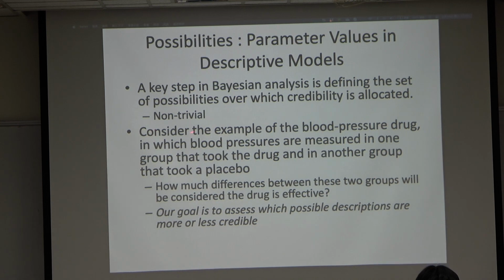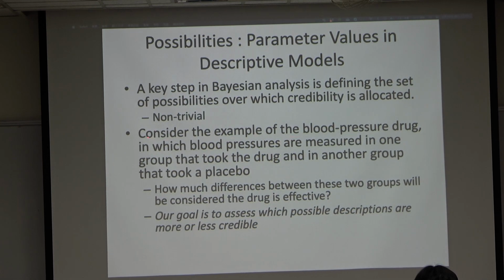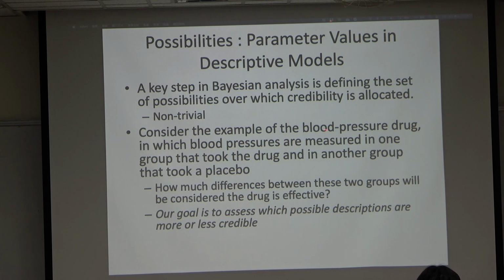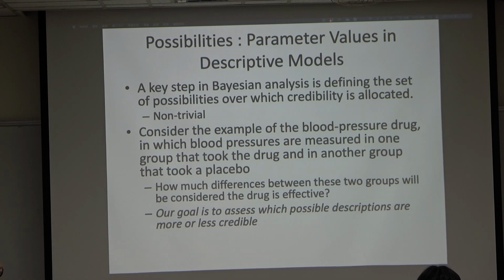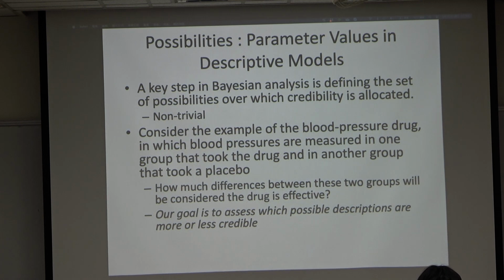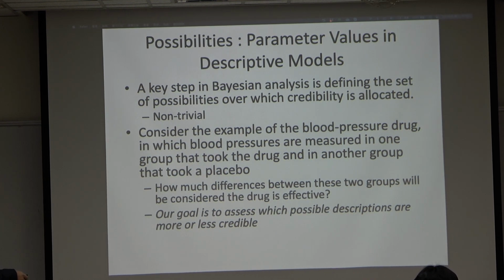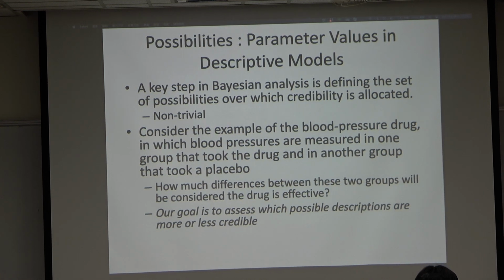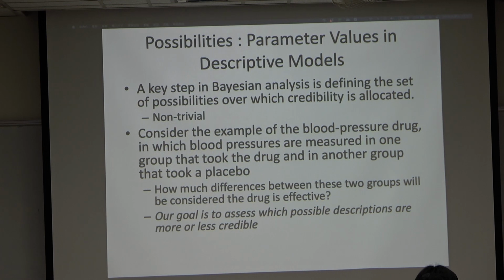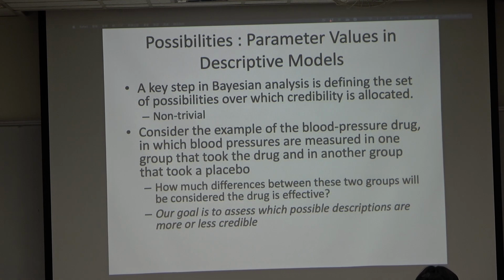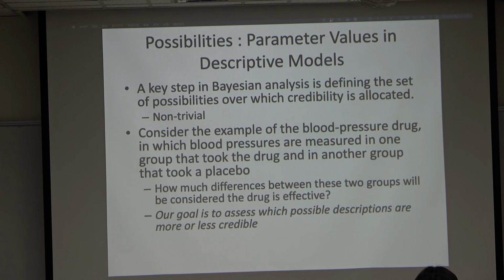So a key step in Bayesian data analysis is defining the set of possibilities over which credibility is allocated. Let me keep reminding you, these possibilities are either outcomes or causes of a certain event. Credibility here, again, refers to probability. But identifying all the possible outcomes or all the possible causes actually is non-trivial.